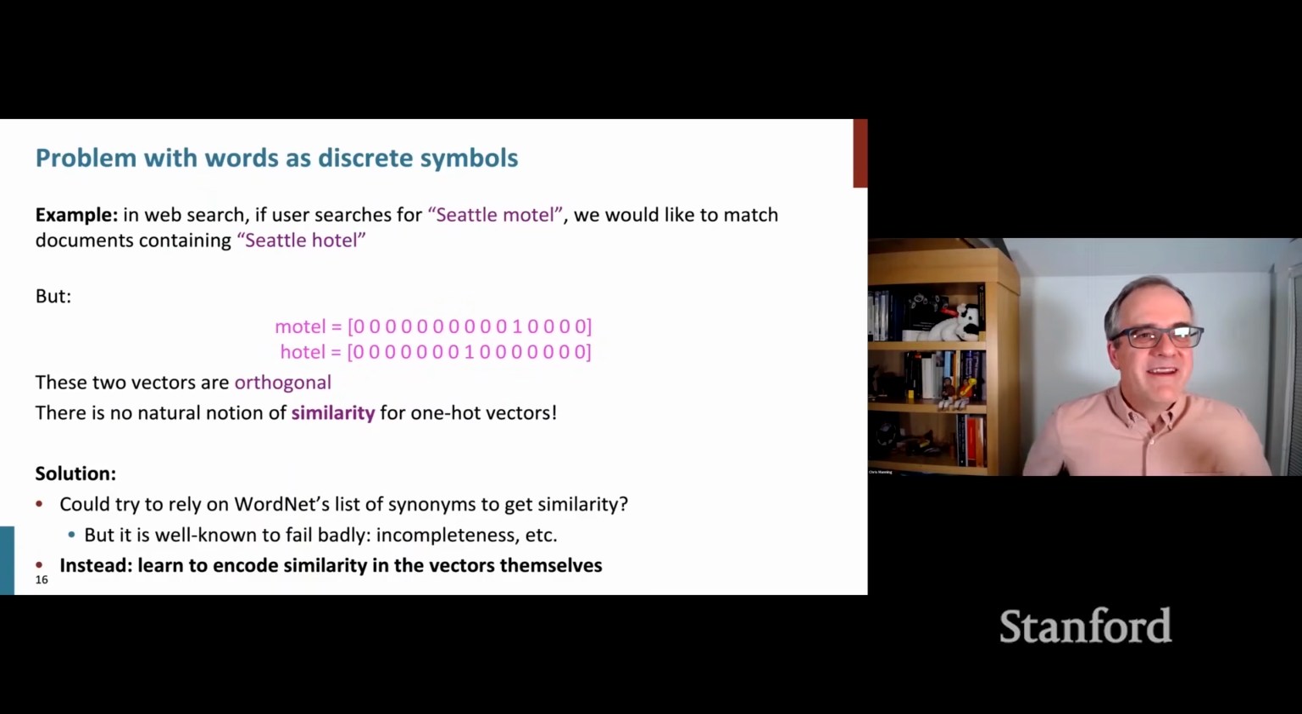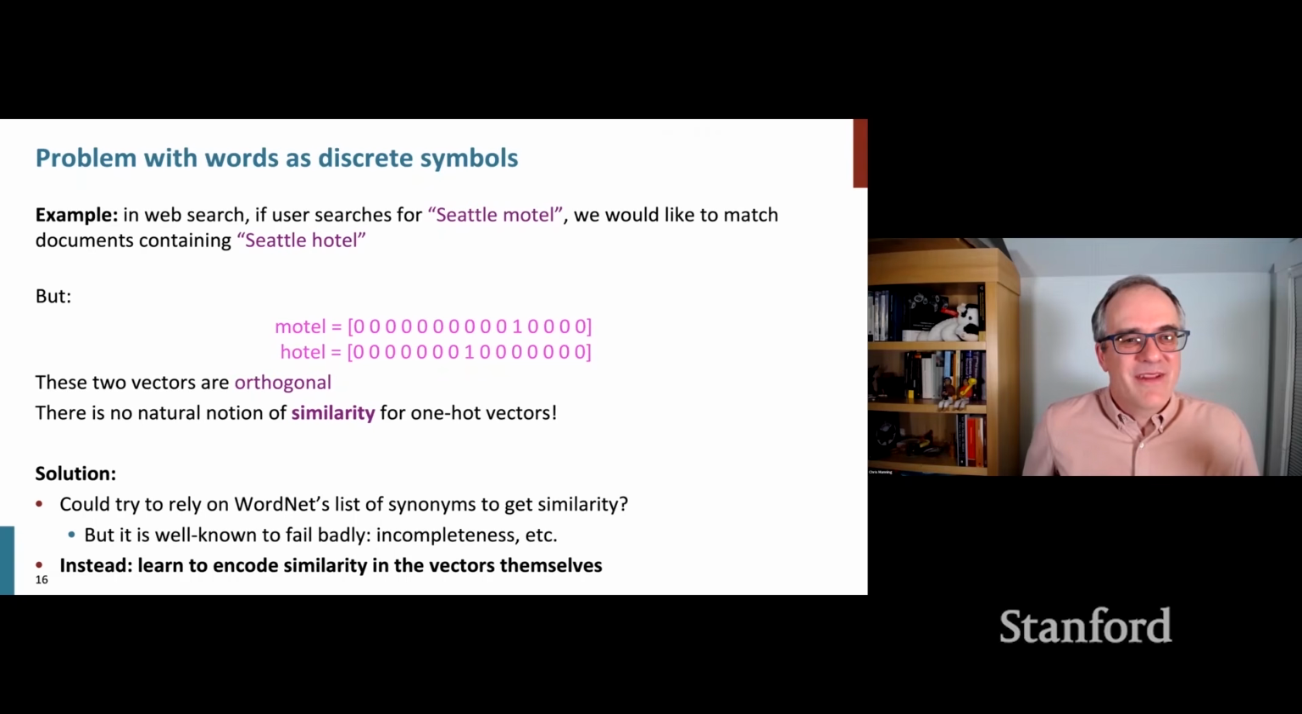Okay, but the even bigger problem with the discrete symbols is that we don't have this notion of word relationships and similarity. So for example, in web search, if a user searches for Seattle Motel, we'd also like to match on documents containing Seattle Hotel. But our problem is we've got these one-hot vectors for the different words. And so in a formal mathematical sense, these two vectors are orthogonal, that there's no natural notion of similarity between them whatsoever.